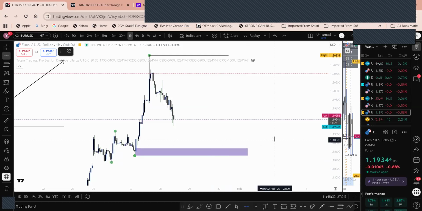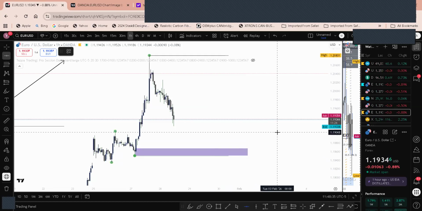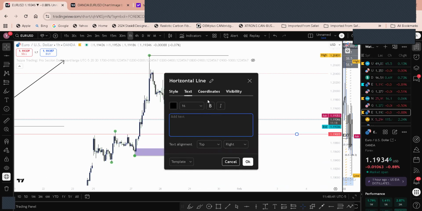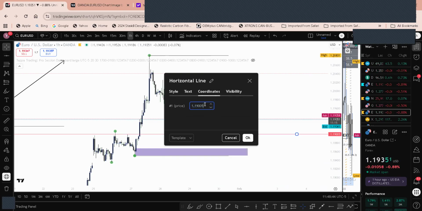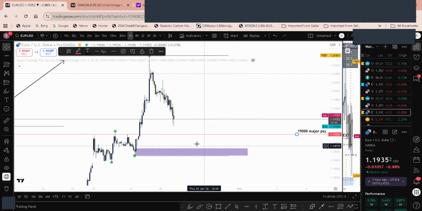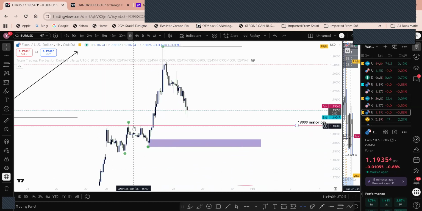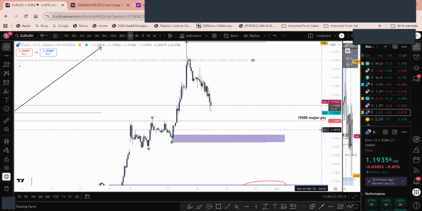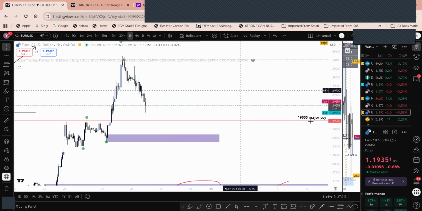So I'm like, okay, let's see psychological levels. 1900 is a psych level. So boom, here. Let's see coordinates. 1900, major psych level. All right. This lines up with a resistance level. You can see here price at this 1900. You've got a couple of different zones.